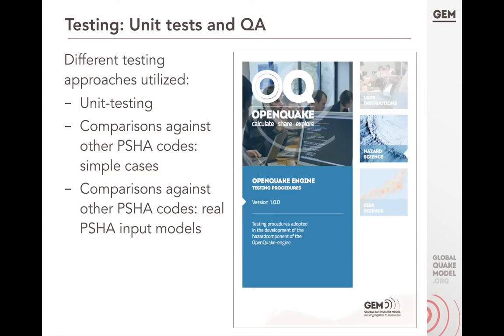We also, from time to time, engage in comparisons against other software that are available for hazard analysis. So far, we've not really come across any other similarly open software for risk analysis. So that comparison has not yet been done. We've done a lot of comparison of the hazard components of the OpenQuake engine with other software. And some of these publications are also available in scientific journals.